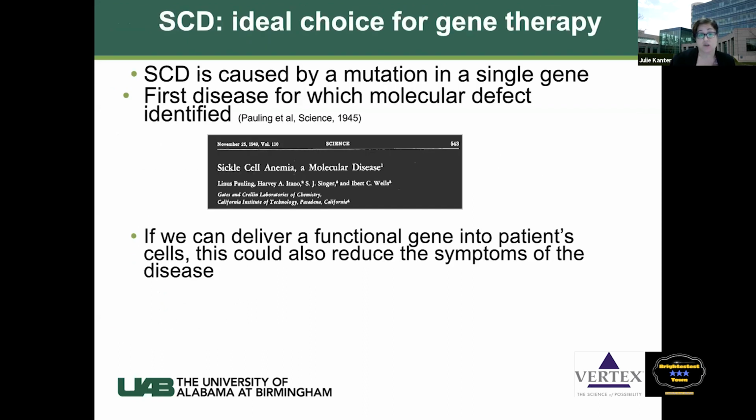Sickle cell is an ideal choice for gene therapy. As we mentioned, it's caused by a mutation in a single gene. So if we can deliver a functional gene, we hope this could reduce the symptoms of the disease.